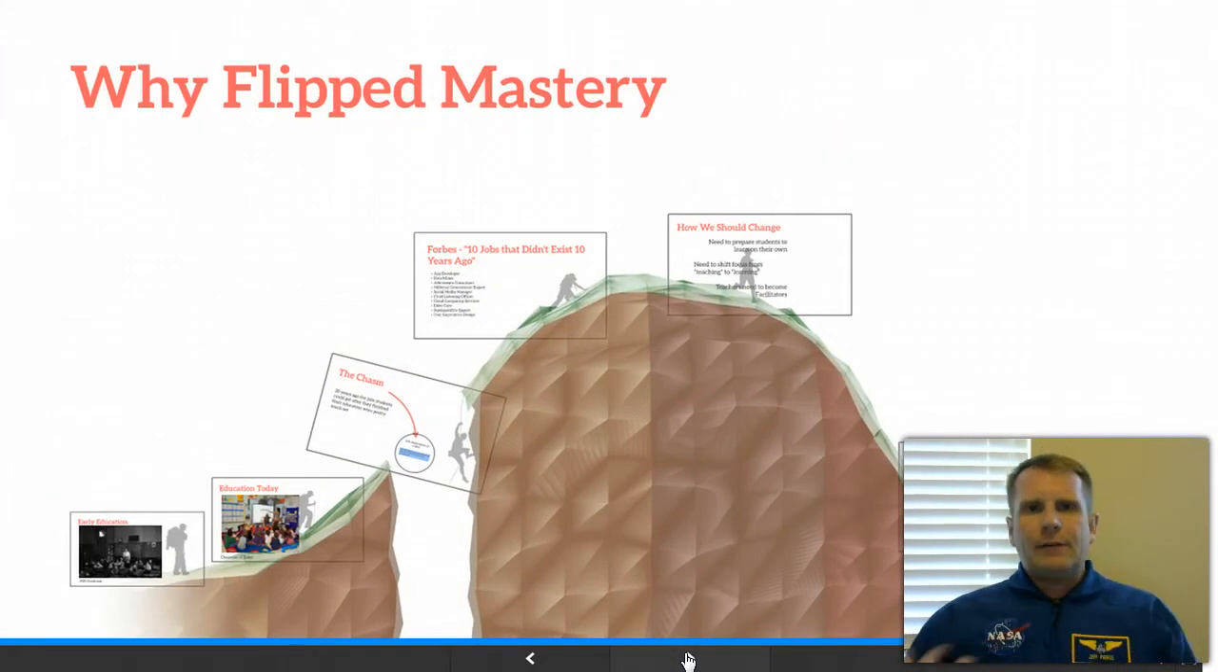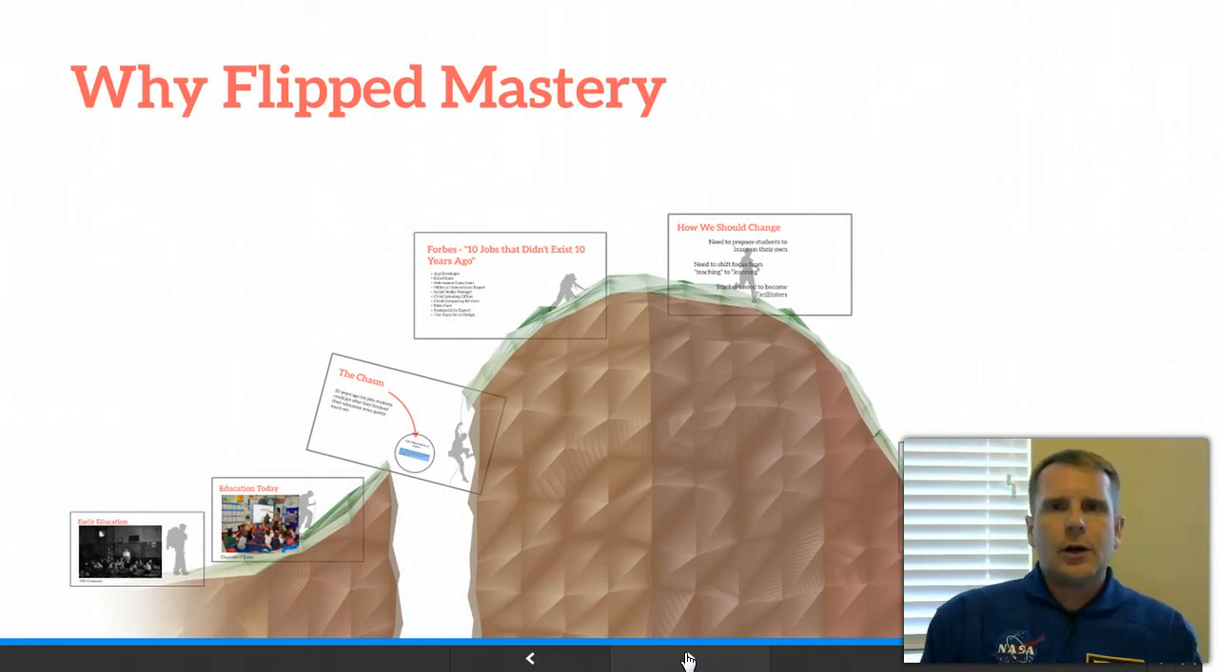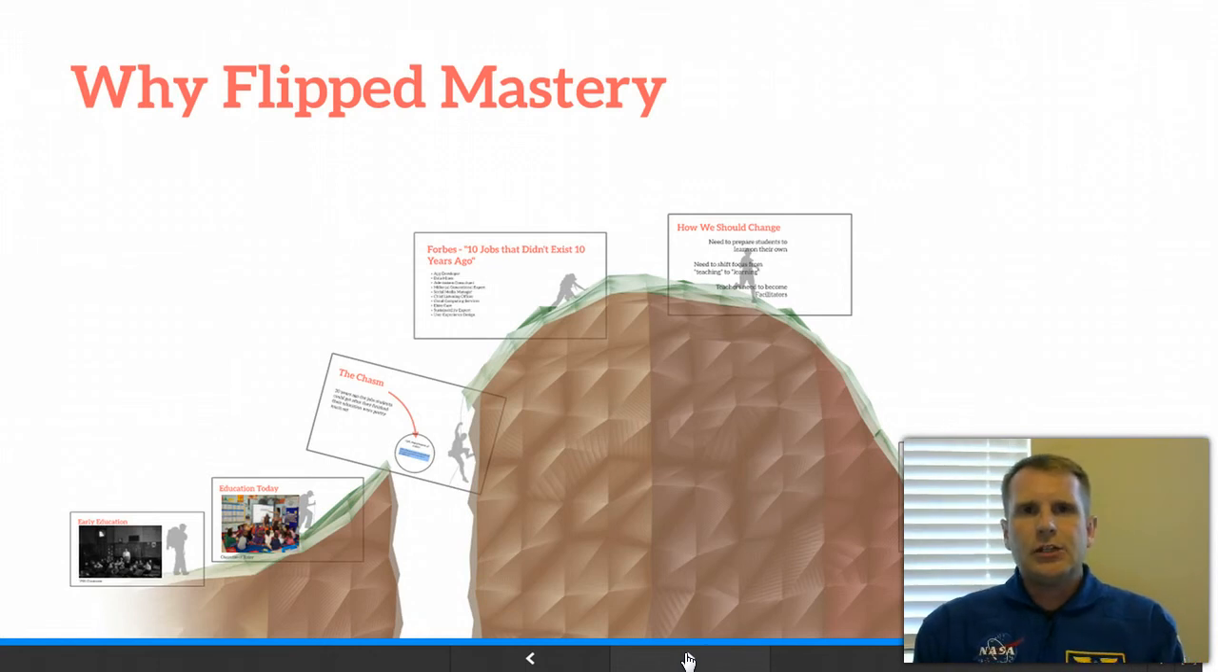So why Flip Mastery? Well, it's because it's going to help adapt our kids to their future jobs. We don't know what those jobs are going to be, and it's going to give us a way to reach them. So that's kind of what it is, and you'll see Miss Palmer and Mrs. March walking around today, and feel free to ask them questions, and they'll get you into the guts of what Flip Mastery is a little bit more.